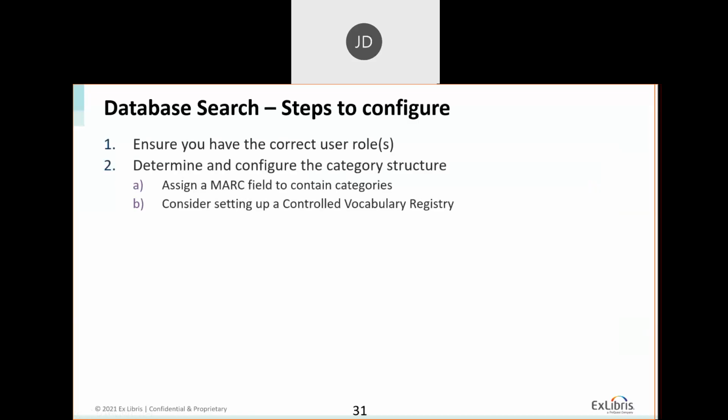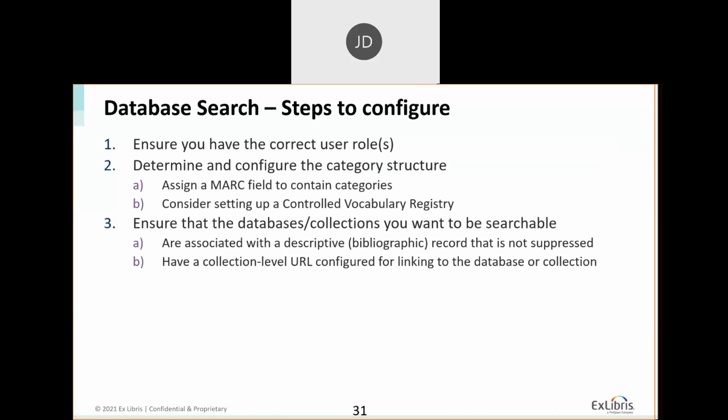You have to have the correct user roles, and determine and configure the category structure. So in order to set this up, you have to choose your MARC field that's going to contain the categories, and set up a controlled vocabulary registry so that those categories are consistent, with no typos. This is where the heavy lifting comes in for setting up database search. Ensure that the databases and collections that you want to be searchable are associated with a descriptive bib record that is not suppressed and has a collection-level URL configured for linking to the database or collection.